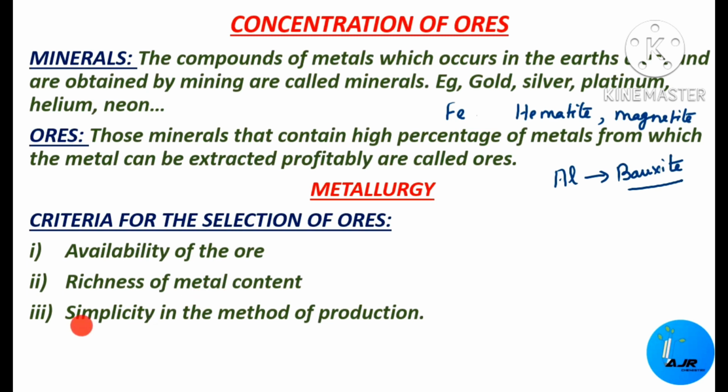And the next thing to find out is the simplicity of the method of production. There are different methods through which we can extract metals from ores, so we should check whether the methodology we are going to follow is simple. So these three are the important criteria for the selection of ores: availability of ore, richness of metal content, and simplicity of the method of production.